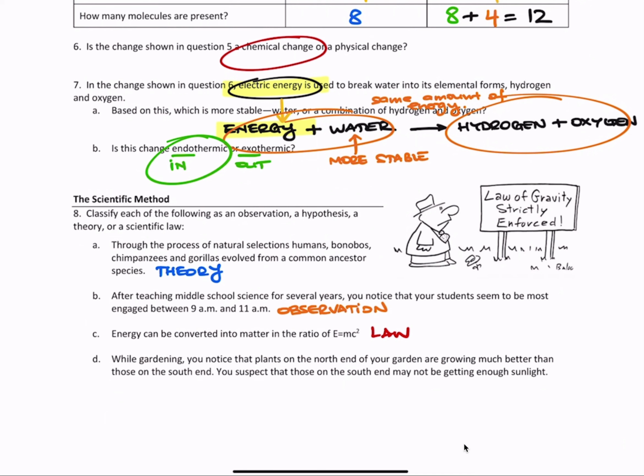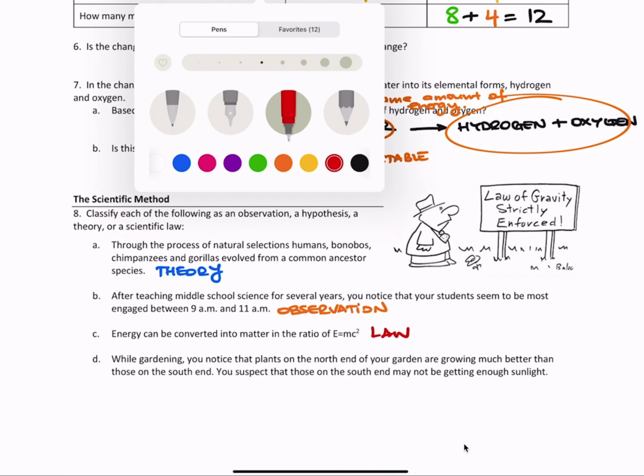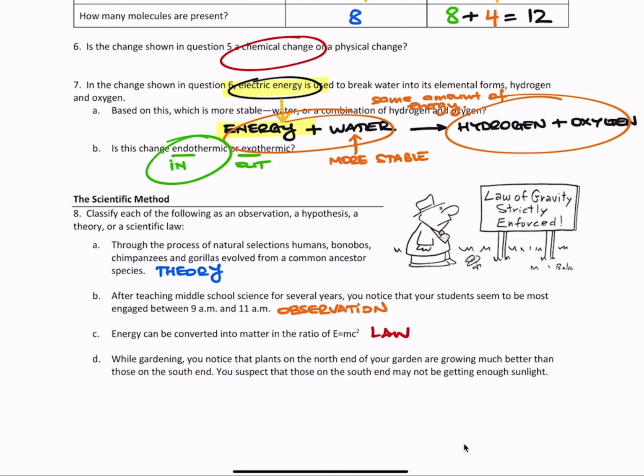You're not sure that this is the true explanation. You're going to have to try and do some experiment to verify that what you're saying is true, but you're suspecting, you're emitting a suggestion of why this is happening. You suspect that those on the south end may not be getting enough sunlight. Therefore, what you're doing here is called a hypothesis that will need to be tested.